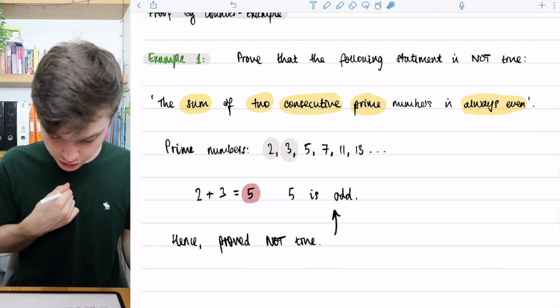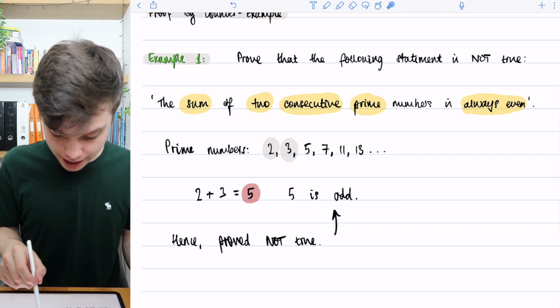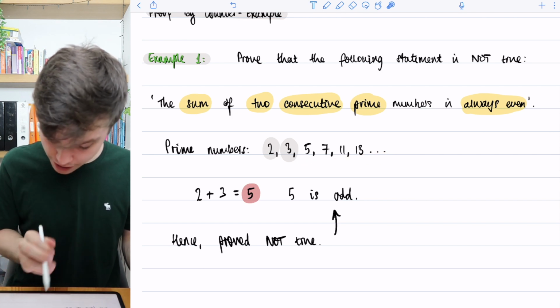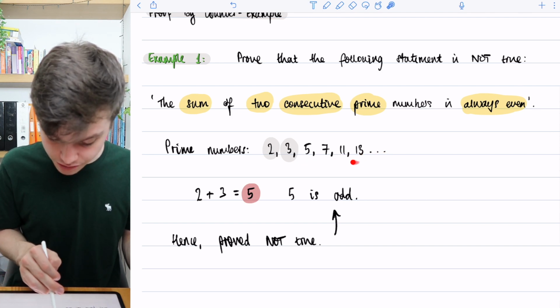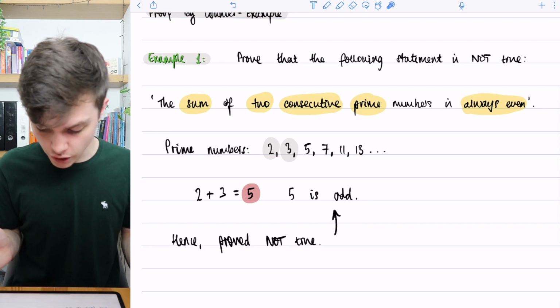I don't know if that works. I was going to give me an even, sorry. I don't know if that works. I can see, oh yeah, 11 and 13, add those together, that is going to give me 24, okay?